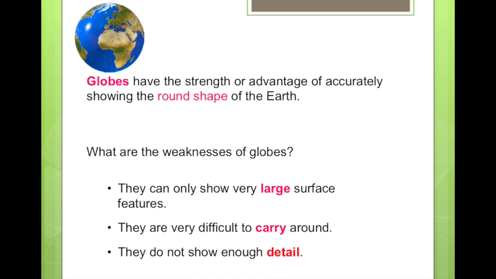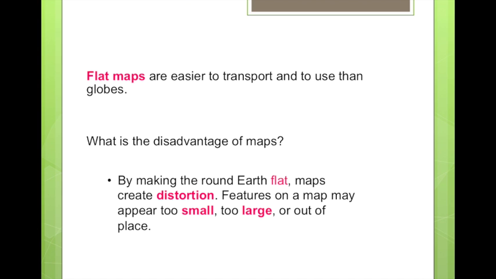They are very difficult to carry around. I used to carry around a globe in my back pocket wherever I went, but it got really annoying. That's actually not true. They do not show enough details, so it's not going to show you individual roads. It's not going to show you where you can go if you get lost in your car. So a flat map is easier to transport and easier to use than a globe.